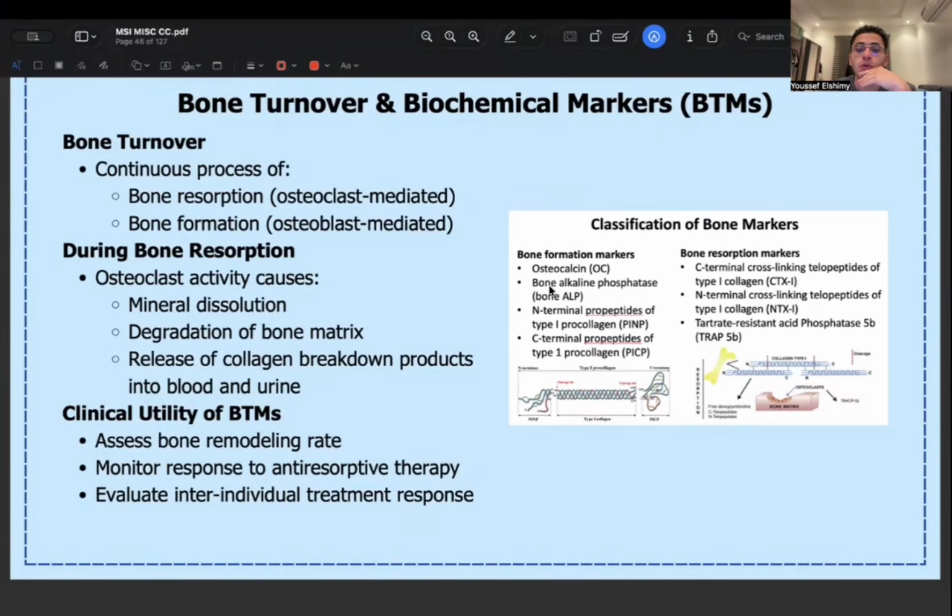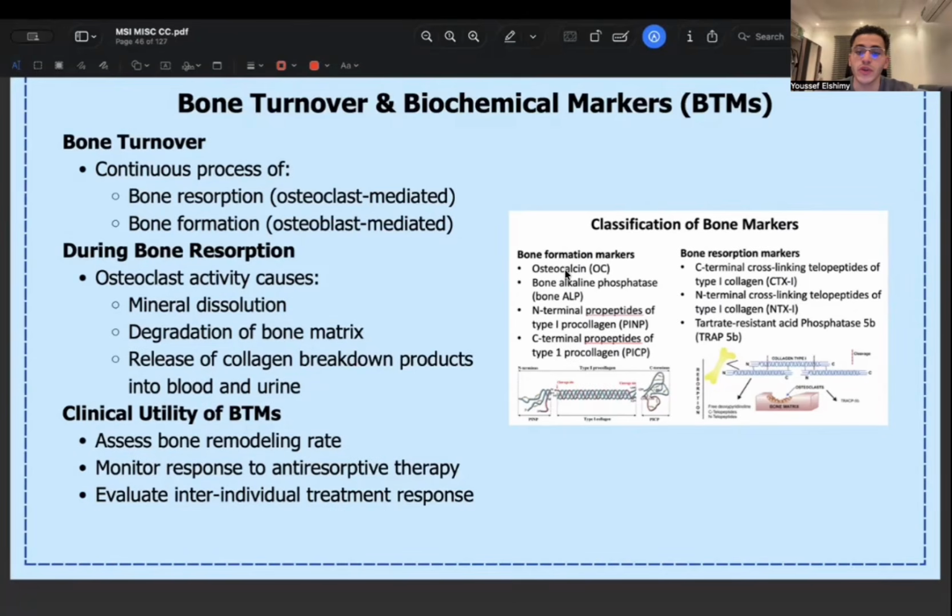Okay, so we can classify bone markers into bone formation and bone resorption markers. I don't think you're required to know, but in case, here is a quick mnemonic in order to answer the MCQs. Whenever you see an X, this indicates bone resorption, because X, you want to break it. So CTX1 as well as NTX1 are bone resorption markers. TRAP also is a bone resorption marker. If you want to trap someone, you want to break that or kill them. So TRAP is also considered a bone resorption marker.